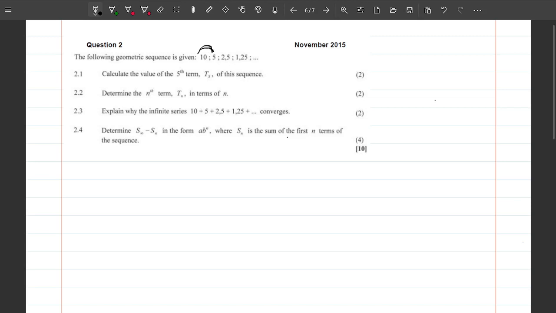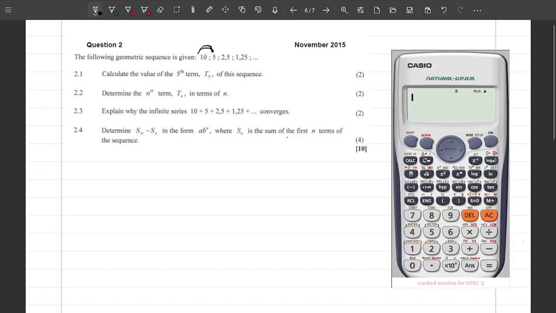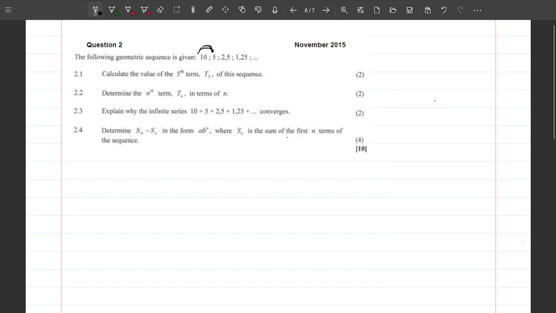Okay, so I'm gonna grab the calculator there, and then we're going to divide. Actually, it's 5 divided by 10, not 10 divided by 5. So 5 divided by 10 is just a half, and that's 0.5. That's what we get for our common ratio, 1 over 2.